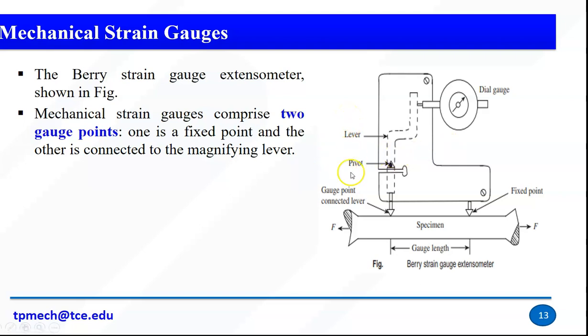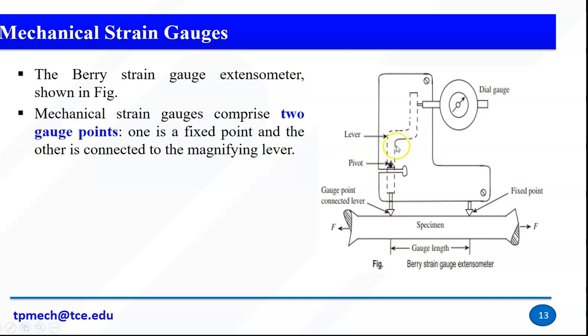So we have two points, fixed point and gauge point. Both are placed on top of the workpiece or specimen. First we set the value as 0 in the dial indicator. After that we give the force to the specimen, so the material gets deformed. It may be compressive or tensile forces. Here I am applying the tensile force, so the tensile strain will occur. So the diameter of the specimen will reduce, and the gauge point will move downwards.